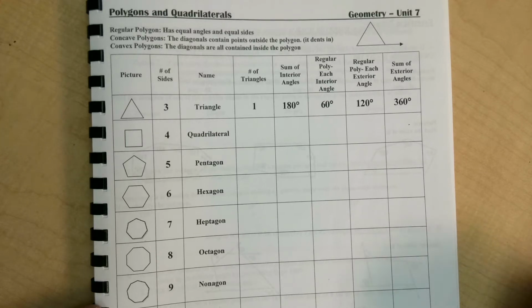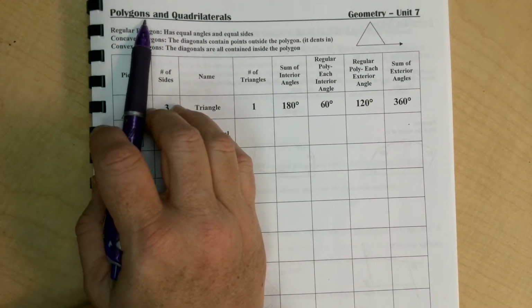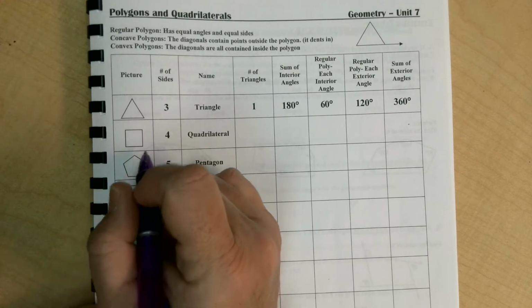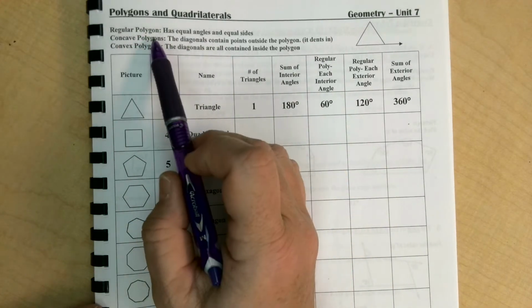This lesson is on polygons. So what is a polygon? The prefix poly means many, and the suffix gon means sides. So a many-sided figure is what a polygon is. And we have different types of polygons we're going to study.